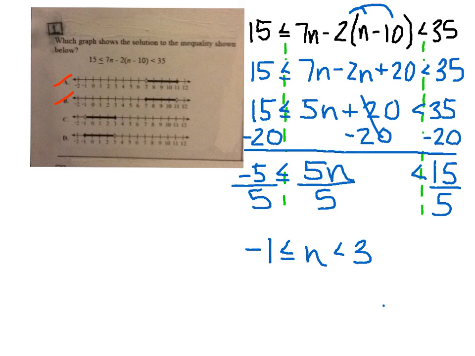But then let's talk about the closed circle. The closed circle is going to have a line underneath it, just like this. So it's going to say negative 1 less than or equal to n. That means it's colored in, it's a closed circle. So our final answer is going to be D.